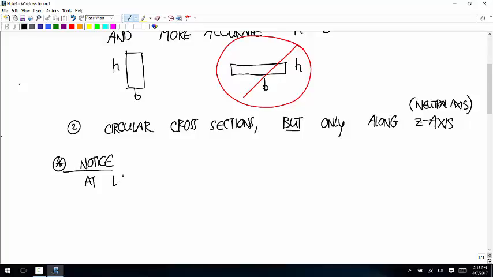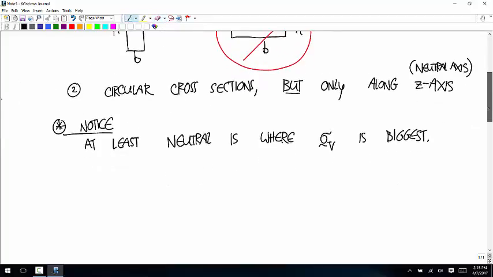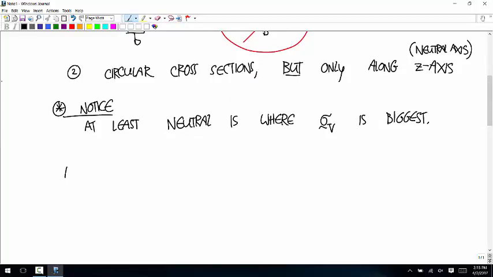So at least, ray of sunshine, silver lining, the neutral axis is where the stress due to shear force is biggest. So in that sense, it is useful to be able to calculate it there. The neutral axis, yeah. All right, so before we do calculations, we need one mathematical preliminary.